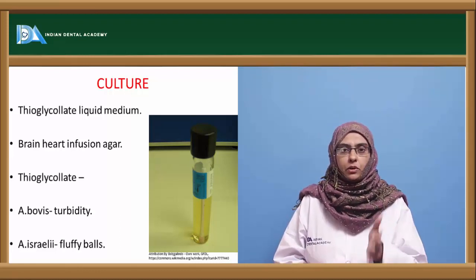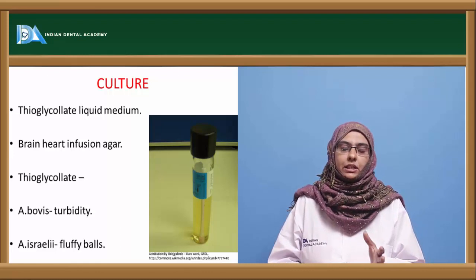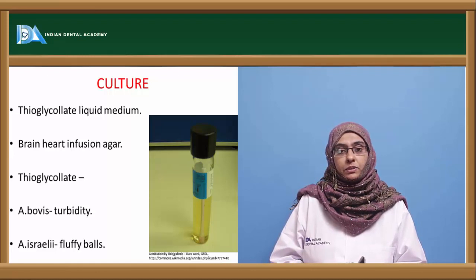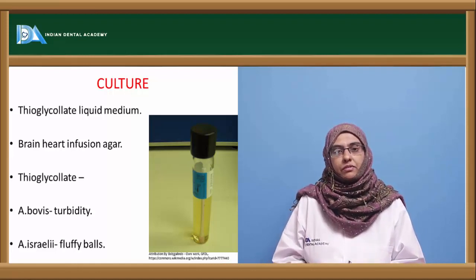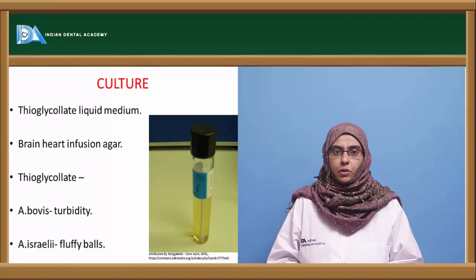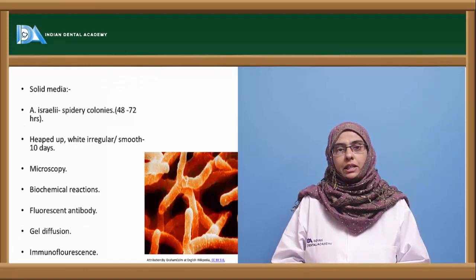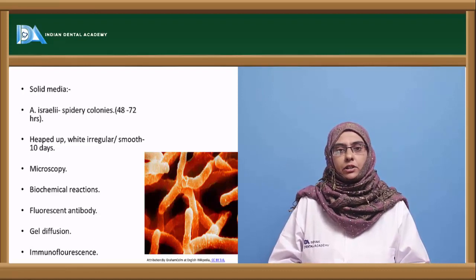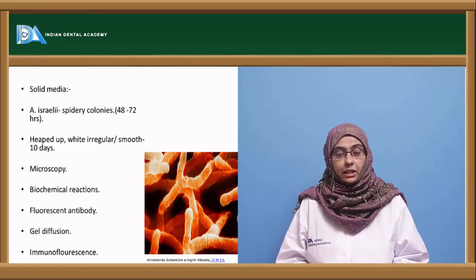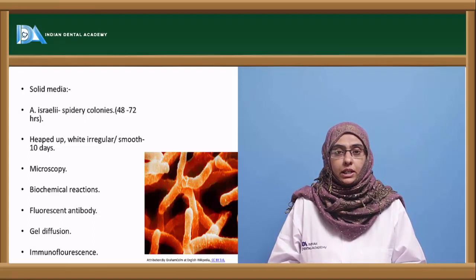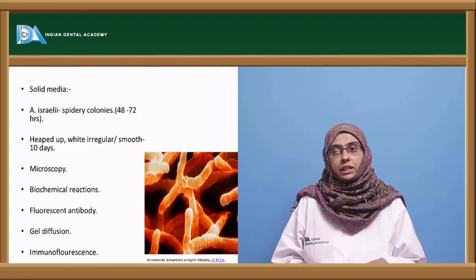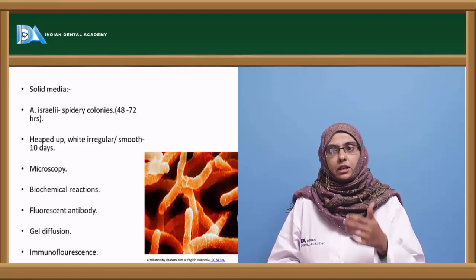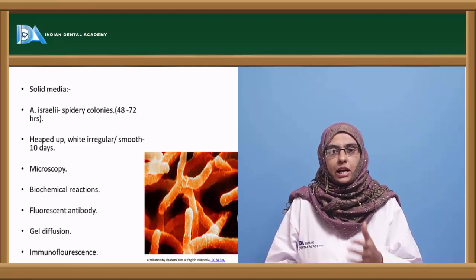Actinomyces bovis usually forms turbidity in liquid media, whereas Actinomyces israelii usually forms fluffy balls at the bottom. So the presence of fluffy balls at the bottom indicates a positive reaction. On solid media, that is brain heart infusion agar, Actinomyces israelii usually forms spidery colonies within 48 to 72 hours, which on further incubation for 10 days can result in heaping of the colonies, showing white, irregular or smooth colonies that are large in nature.